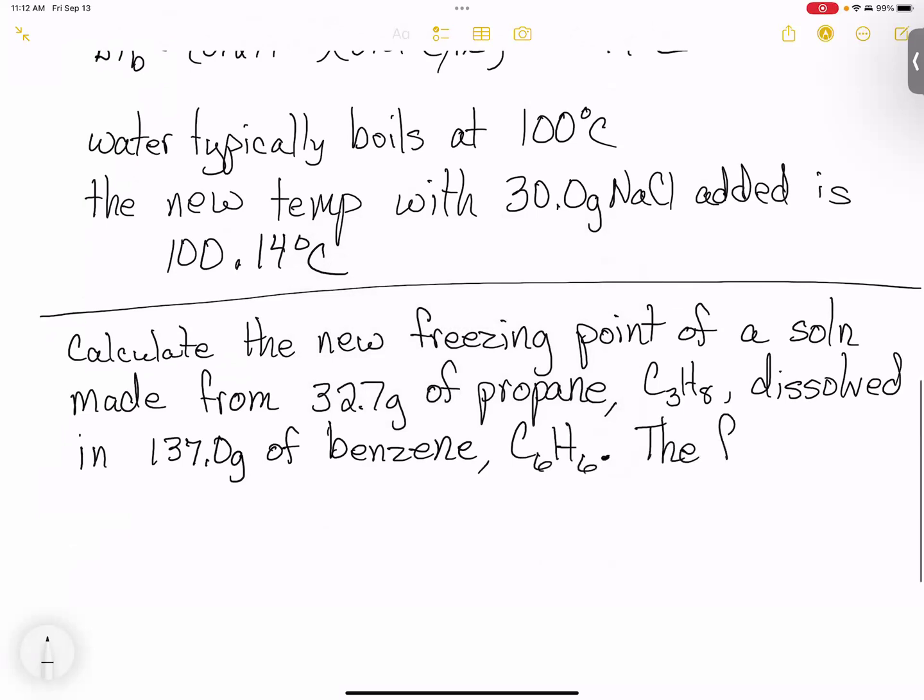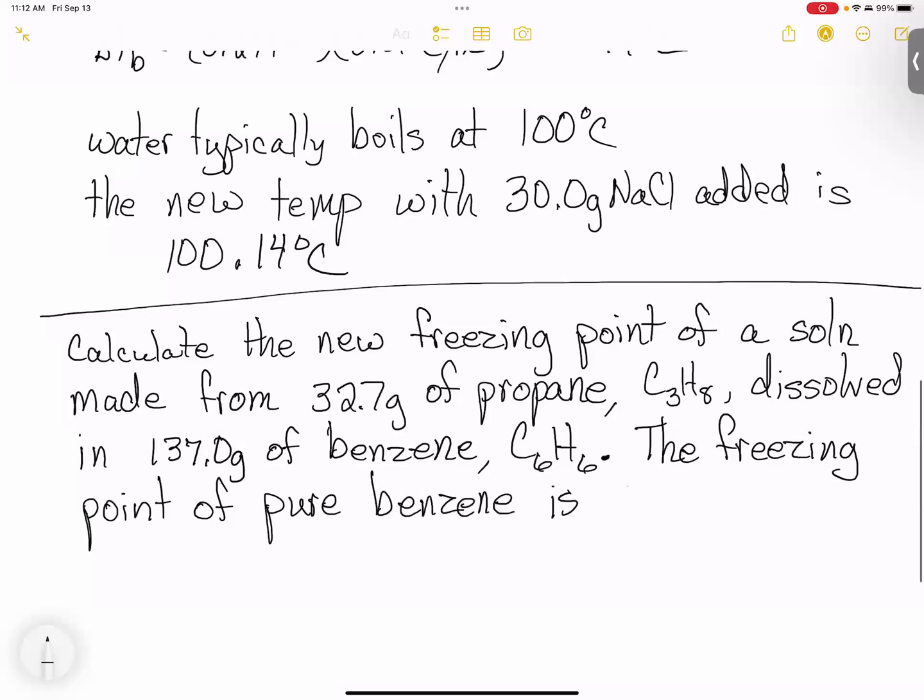The freezing point of pure benzene is 5.50 degrees Celsius. And its KF is 5.12 degrees Celsius per molal.